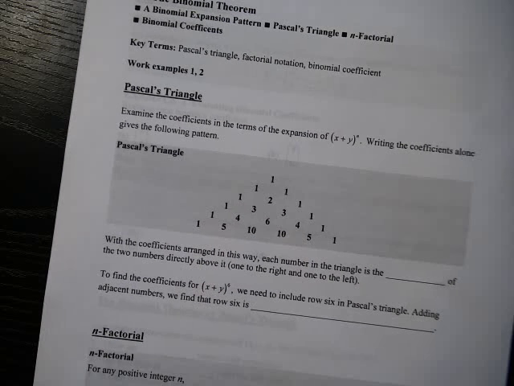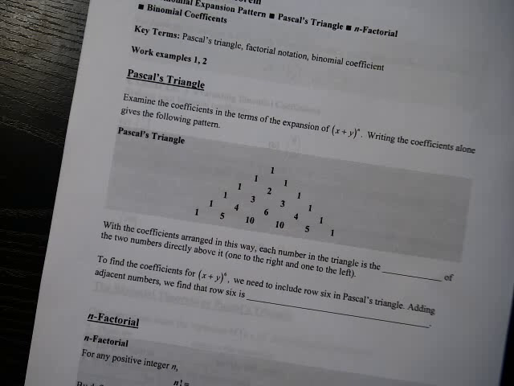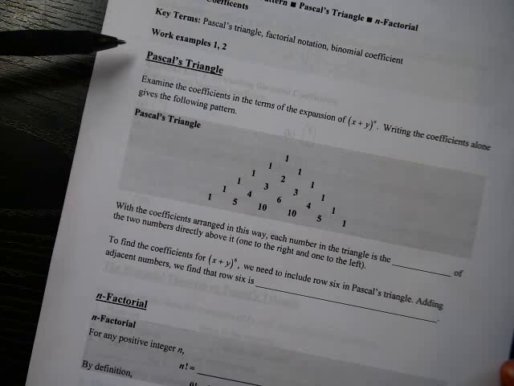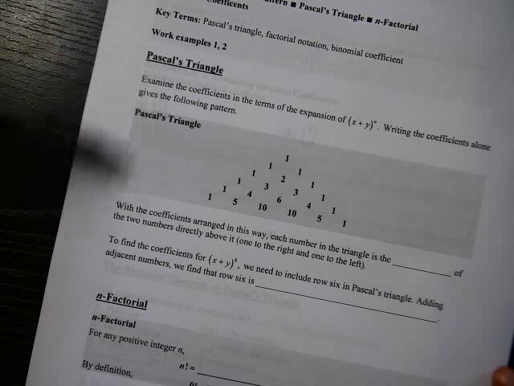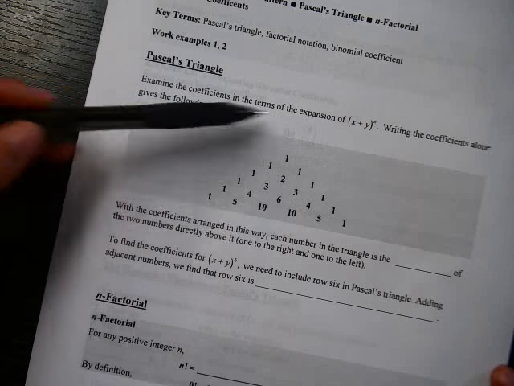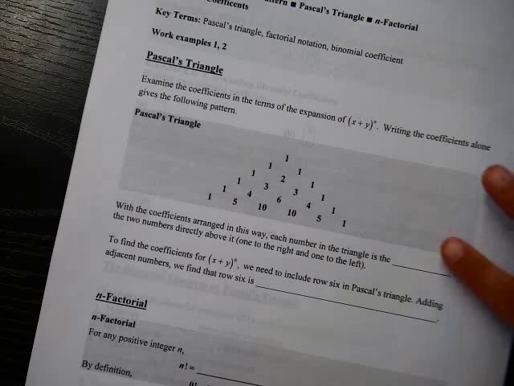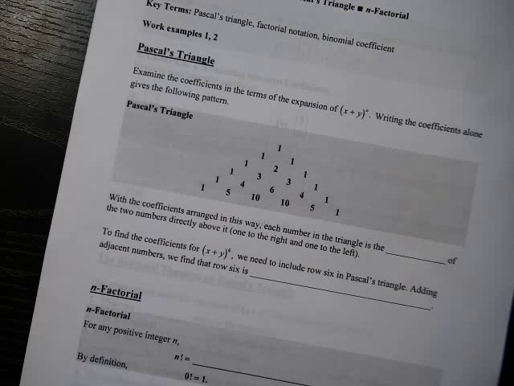Today we're going to do section 7.4. You'll want your calculator for this section, so you can just put it to the side. The first thing that we're going to do is make sure that you look over this. This is Pascal's triangle. This is what we're going to use in order to solve these problems.